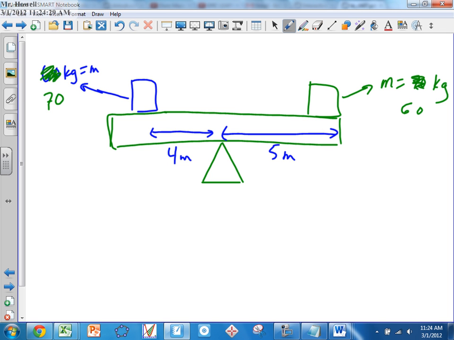So, just a simple vote. A vote first, then we'll talk about why. Who thinks Kenny's side will drop down? Who thinks Terrence's side will drop down? Who's not really sure? Okay.